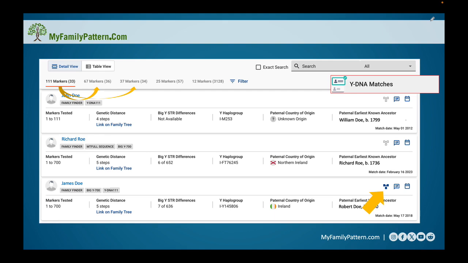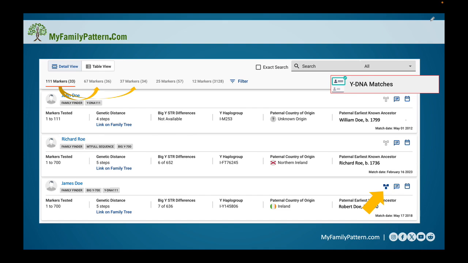I would also, whether you're looking at 111, 67, or 37, take a look at people's family trees to the extent that they are published. And they are published when you see that the family tree icon that I've highlighted with the yellow arrow in the bottom right-hand corner is darkened blue. Take a look at their family tree. Is there anything interesting there outside of the genetic distance that you might want to consider encouraging them to upgrade?